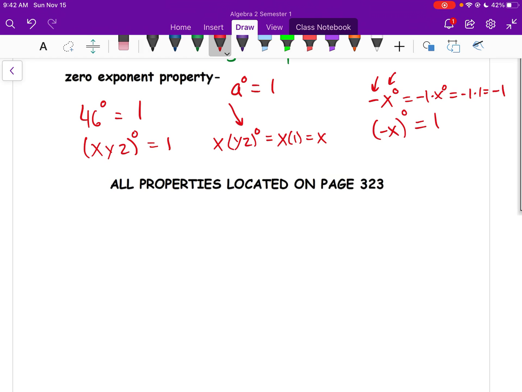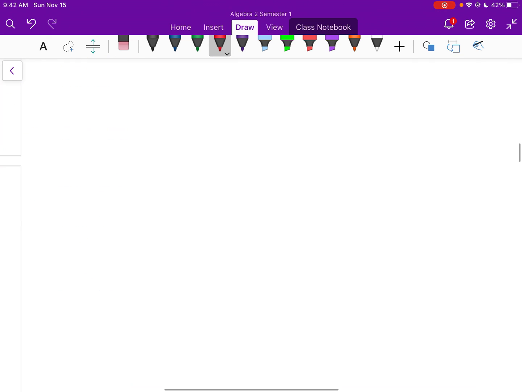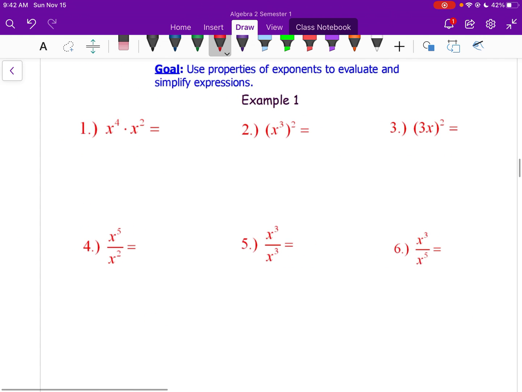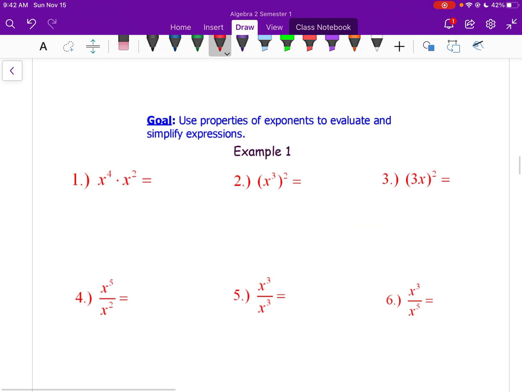Okay, if you need to go to the book, all those properties are on page 323. On the notes, I'll have them spread out throughout the whole notes, so you can always refer back to those as well. All right, so let's go to some expressions and let's simplify them.